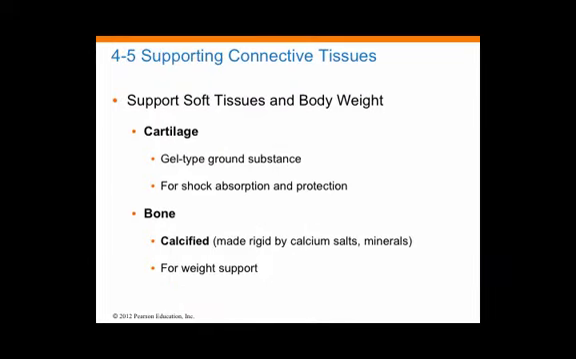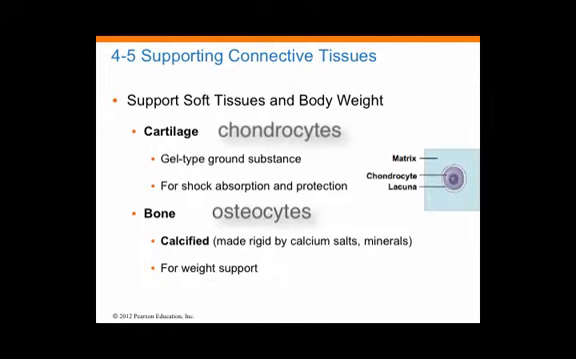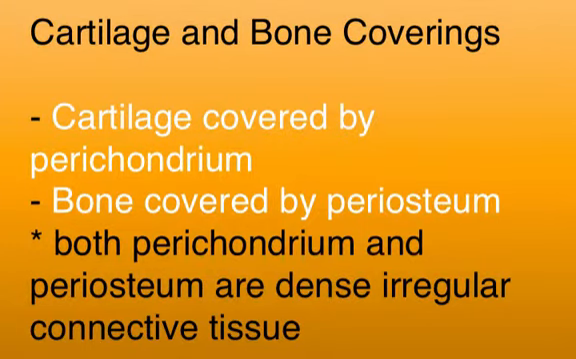Supporting connective tissues support soft tissues and carry the body weight. These include cartilage and bone. Cartilage has a gel-type ground substance. Bone has a calcified ground substance. The cells in cartilage are called chondrocytes. The cells in bone are called osteocytes. Both chondrocytes and osteocytes are found in lacunae, or chambers within the matrix of the tissue. Cartilage is surrounded by the dense tissue called the perichondrium. Bone is surrounded by the dense tissue called periosteum.